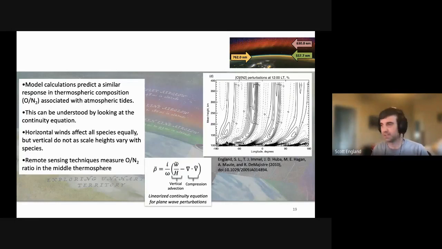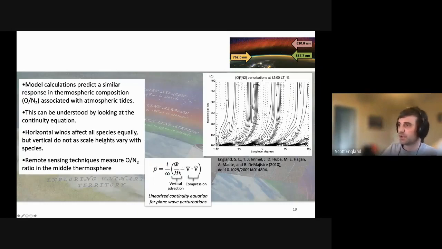And you can understand at some basic level why this might be happening. Why is a wave in the atmosphere causing a change in composition? And you can get some way there by looking at this linearized continuity equation at the bottom. So if I look at the change for any one species associated with a simple wave perturbation, I'll find it has two terms in there. One is to do with compression and expansion, you know, divergence of the horizontal flow, and that is going to affect everything equally.